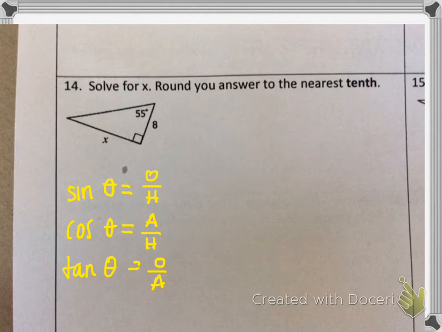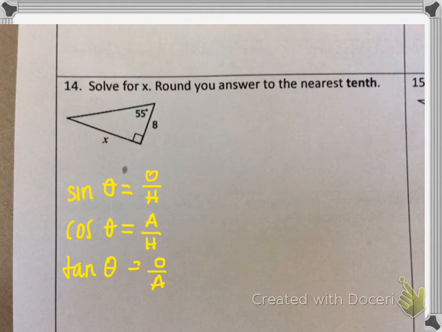For number 14, we're asked to find the missing side of the right triangle. Round the answer to the nearest tenth. So going down my answer choices of finding missing sides: Pythagorean theorem, special right triangles, or trig ratios. Pythagorean theorem fails here because we're only given one side, the 8.